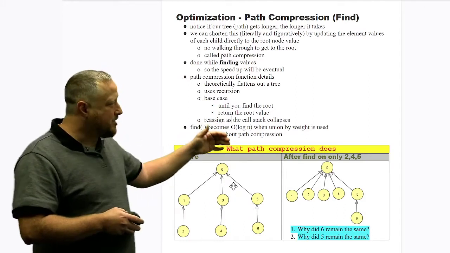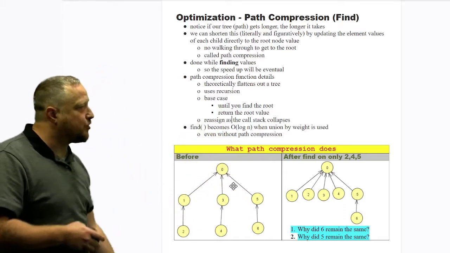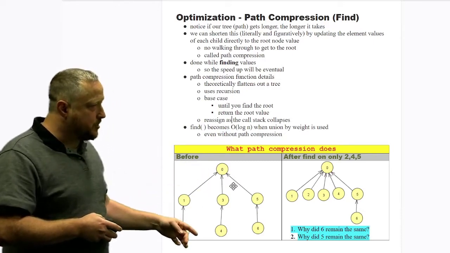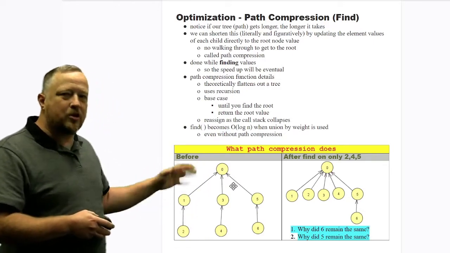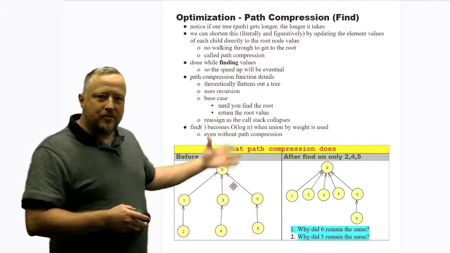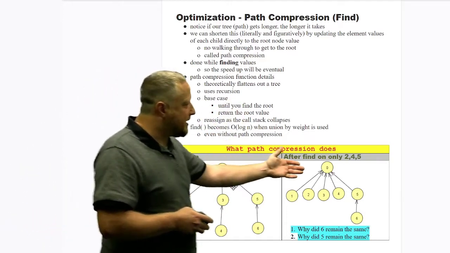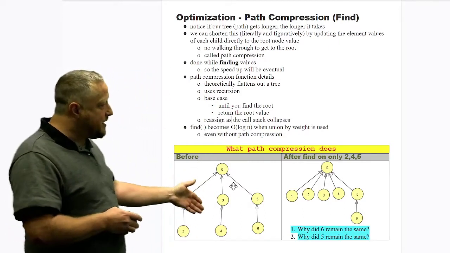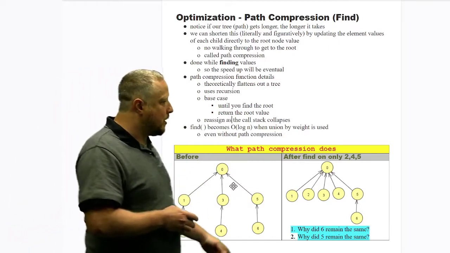I want you to picture this as being 3 deep. Then 3 deep, 1 would still be pointing to 0. The next value would be pointing as well. So notice it's going to start pushing things up to have them directly connect with the root, as we had here. So why did 6 remain the same on this one?